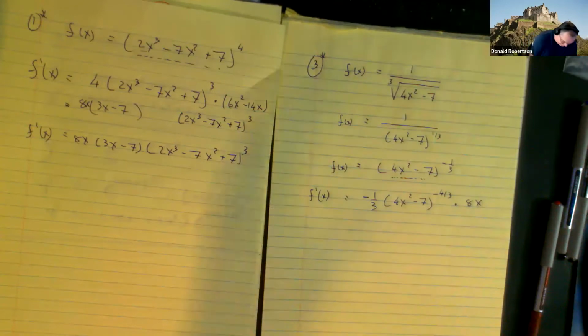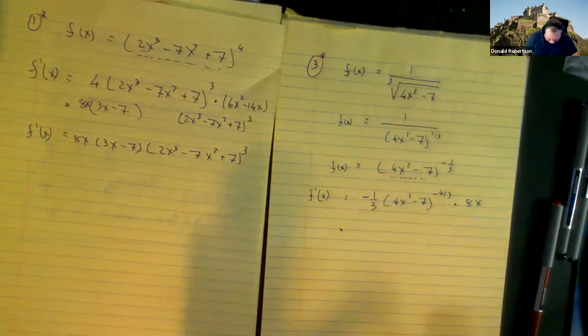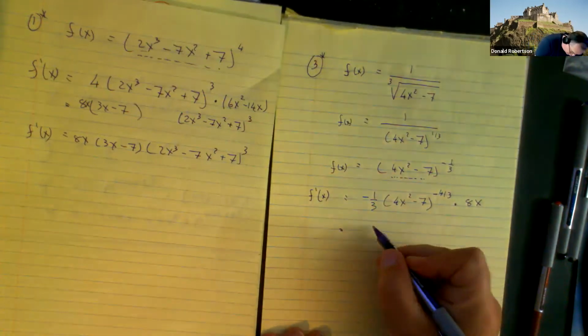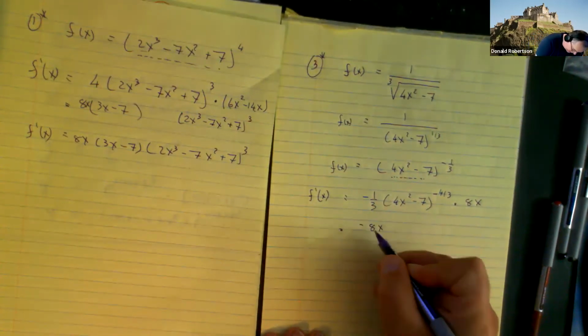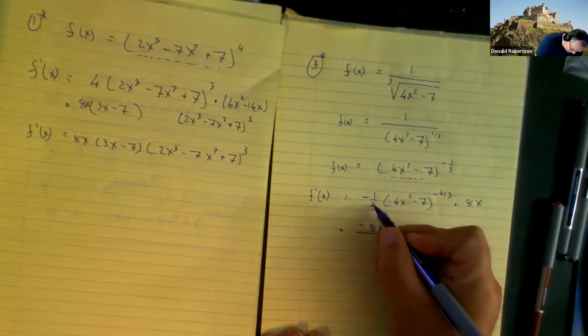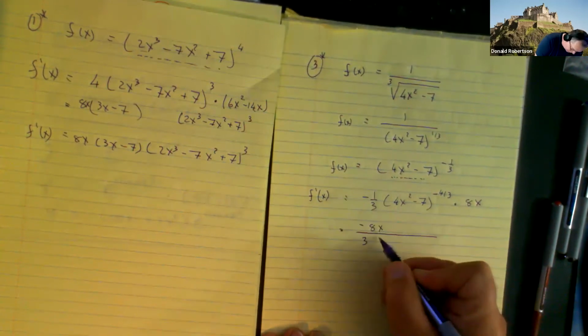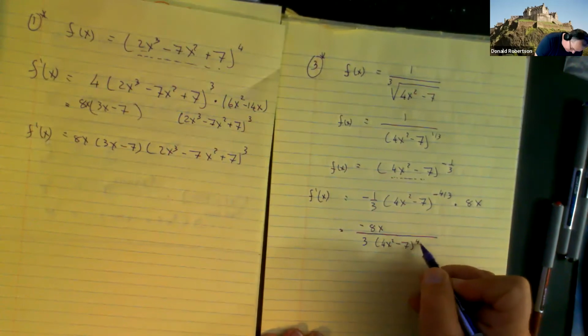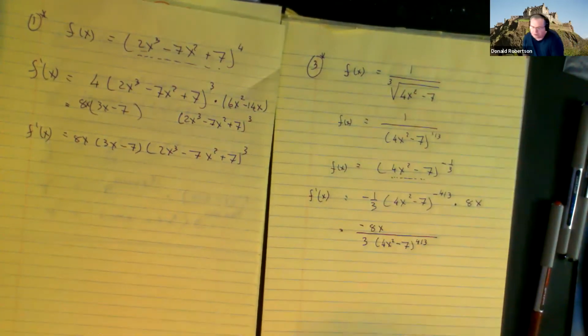Right, now, that's not the final answer. I'm going to make it look pretty. So I'm going to do 8 and x and that negative. I'm going to leave that 3 in the bottom, and I'm going to bring this guy downstairs. Right. We've done similar algebra a while back.